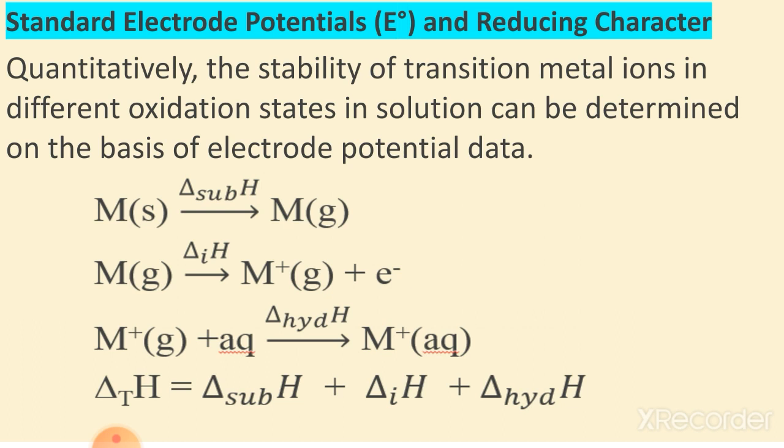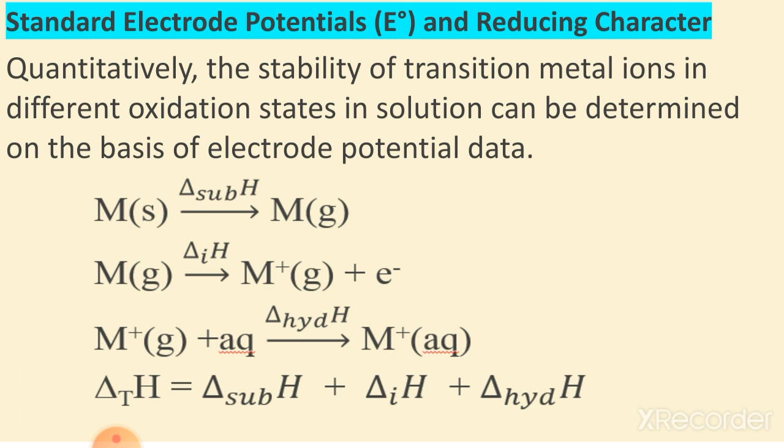Now the total energy, that is ΔTH, equals the sublimation enthalpy ΔsubH plus ΔiH, that is enthalpy of ionization, plus ΔhydH, that is enthalpy of hydration. So thus ΔTH is the total enthalpy change when solid metal, that is M, is brought into aqueous medium in the form of a monovalent ion.